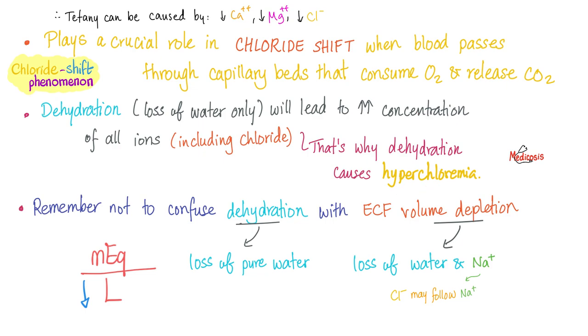Hashtag hyperchloremia. So one of the common causes of hyperchloremia is dehydration. It's also a common cause of hypernatremia, but not hyperkalemia for reasons that we'll discuss later. And for the gazillionth time, I always remind you not to confuse dehydration with volume depletion. Dehydration is loss of just water. Volume depletion is loss of water and electrolytes. This patient needs just water, but this patient needs water and electrolytes.